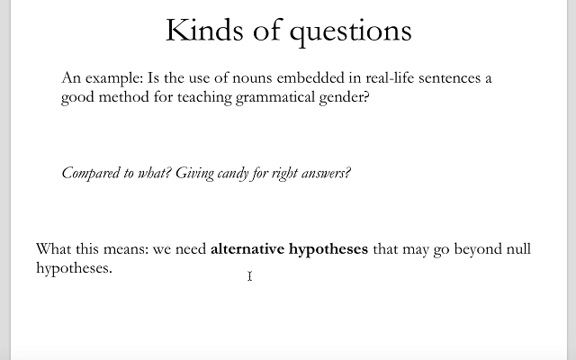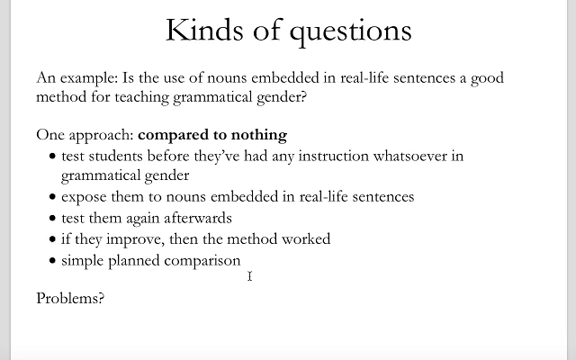And that means we're always going to need alternative hypotheses that may go beyond the null hypothesis. So in this case, I guess the null hypothesis would be something like compared to nothing. So test students before they've had any instruction whatsoever in grammatical gender, expose them to nouns embedded in real-life sentences, test them again afterwards, and if they improve, then the method worked. Right? This is a very simple kind of experimental setup, but there's some problems here. So to pause it for a minute, what's the problem with this setup?